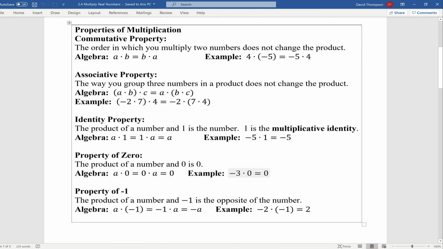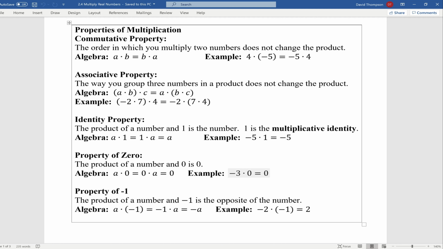Property of 0. The product of a number and 0 is 0. In algebra, A times 0 equals 0 times A equals 0. An example with numbers, negative 3 times 0 equals 0.